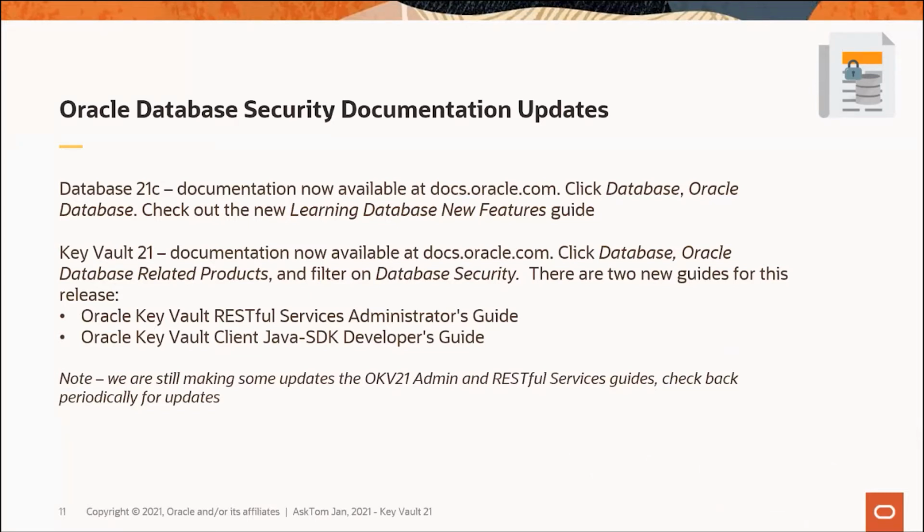For Key Vault 21, of course, a new documentation set. And in this version, there are 2 new guides. One of those is the RESTful Services Administrator's Guide. The other is a guide devoted to the software development kit, which is both Java and C. Some of you like to download the PDF versions of these guides and keep them for reference. Just a recommendation, we're still making updates to both the admin and the RESTful Services guides. We're adding in new examples. There's lots of stuff with a new release, and those guides will be in flux for the next couple of months. So I would encourage you to use the online HTML version instead of the PDF version, at least for the next few months.